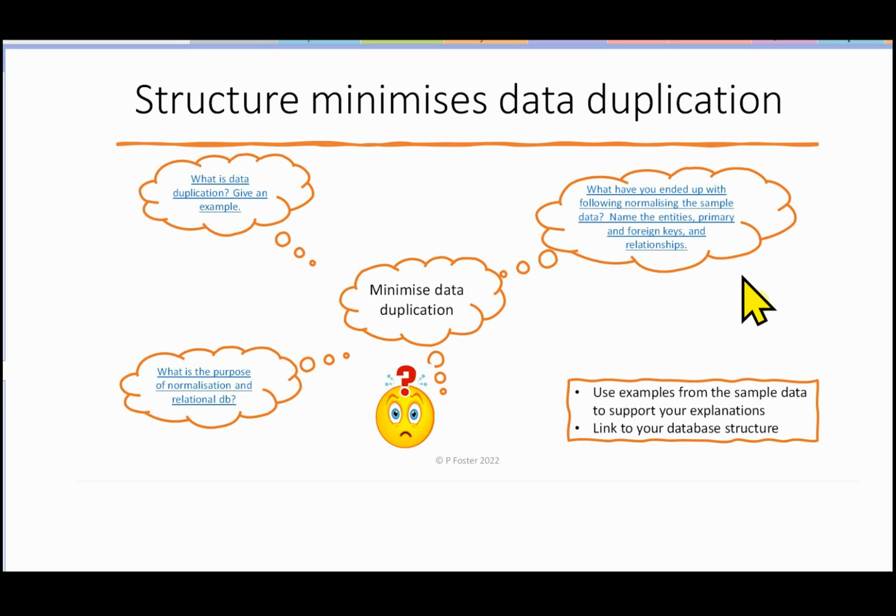Well, let's have a look at this evaluation, dealing with it in 2 separate parts. So this first part, I'm going to look at structure minimises data duplication. And I've split this down into 3 separate parts again. It just makes it easier writing little paragraphs if you address things in smaller bits. The first part I wanted to do was to explain what data duplication is and give an example.